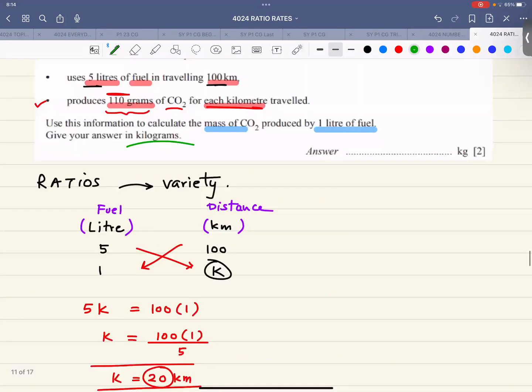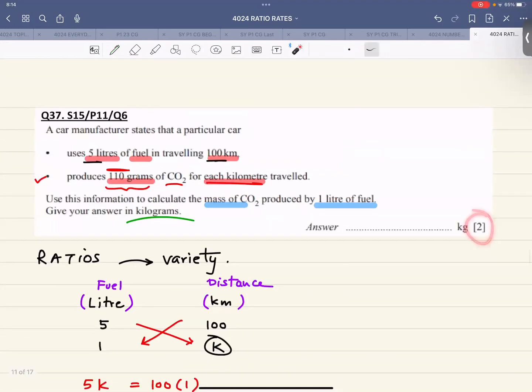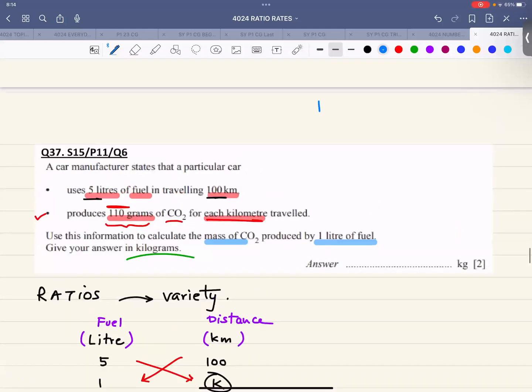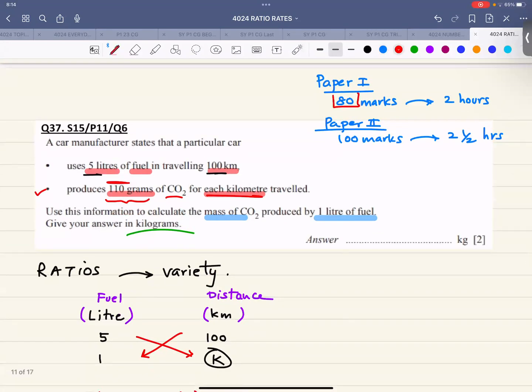Now go through every single detail. The question was only for 2 marks, but remember, every mark is worth it. You cannot underestimate a mark. Paper 1 is for 80 marks, and the time duration is 2 hours. Then we have paper 2, that is for 100 marks, and the time duration is 2.5 hours. This is up till 2024. In 2025, this will also become a 100-mark paper. So this is a paper 1 question.